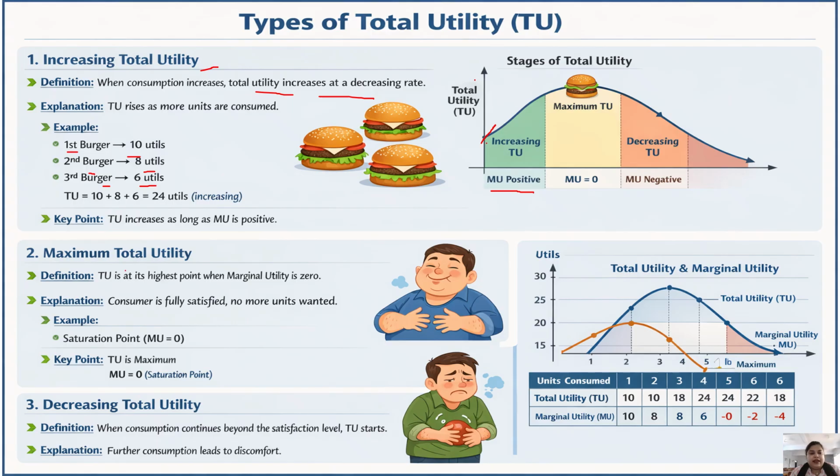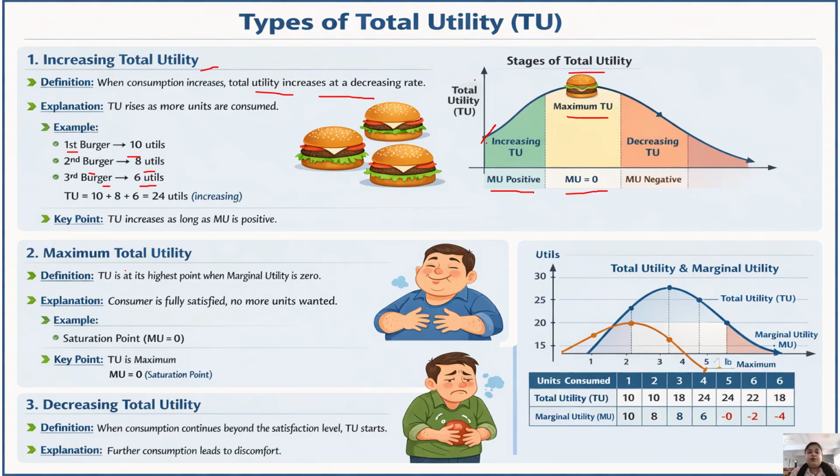Now let's see the next, maximum total utility, where total utility is at the highest point. It means when it's at the saturation point, MU is 0. This is the point of total utility saturation point or maximum TU. It means the marginal utility is 0. It means the consumer is fully satisfied, no more units they want.